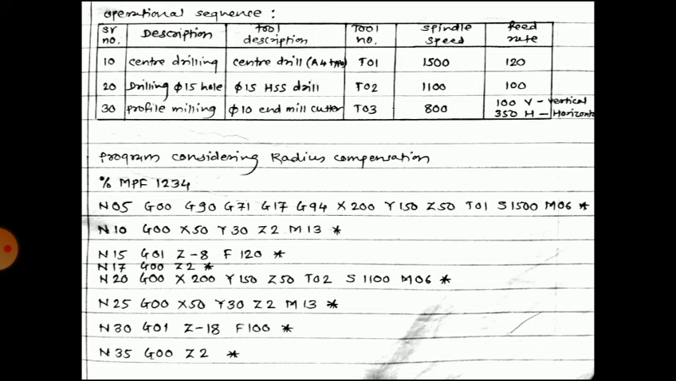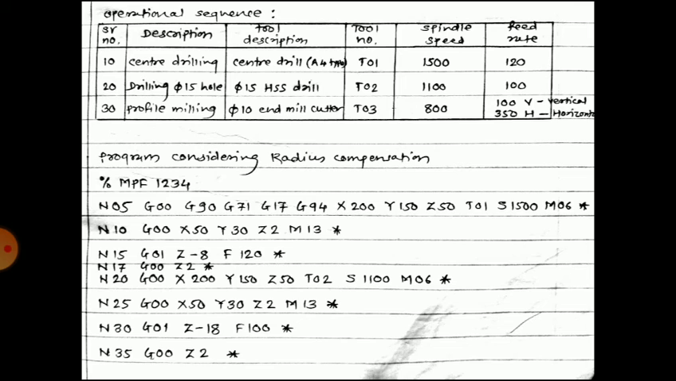Then for profile milling, a diameter 10 end mill cutter is selected. It is T03 and the spindle speed is 800. And for the feed rate, two feed rates are given: 100, which is for vertical feed, and 350, which is for horizontal feed.